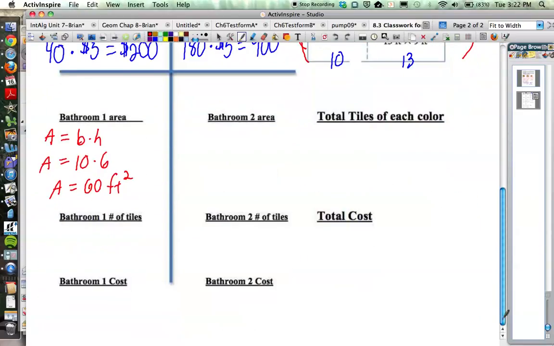So that's a little side work that you have to do on that problem first. And now we can go ahead and use that information down here. So we know that there are 60 square feet that we have to tile.